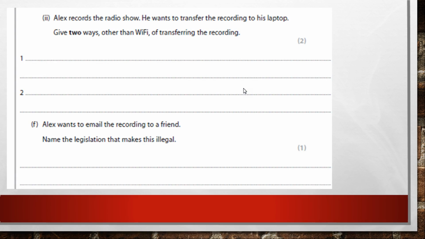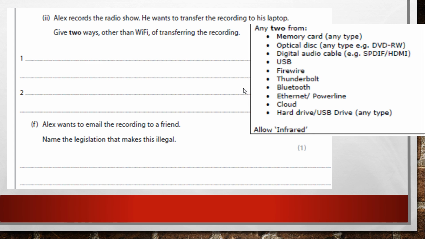Okay. Next question. Alex records the radio show. He wants to transfer the recording to his laptop. Give 2 ways other than Wi-Fi of transferring the recording. So he records it on his home entertainment system. How would he get it to his laptop? Have a think about that. Well, he could use a memory card that maybe you could put into the home entertainment system, or an optical disc. So he could put it onto a Blu-ray or DVD. He could use Bluetooth. He could use FireWire, a USB cable, an external hard drive. And infrared is allowed as well.